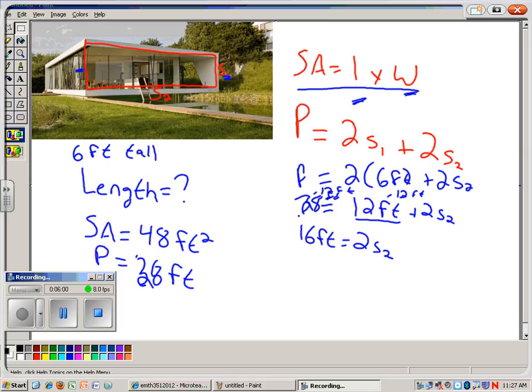Now the next step is to divide by 2. So 8 feet is equal to side 2, which is what we found by using surface area. So we can see that you can use surface area and perimeter to measure and find the length. And we also said in class, what do these equations look like? They look like linear equations, similar to the form y equals mx plus b.